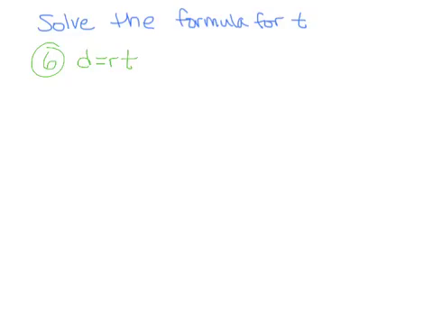So all you're going to do, you're trying to get this t by itself. The way that you're going to do that is by moving that r. Now that r is being multiplied by that t, you are going to move that over by dividing both sides by r. When you do that, you get d over r equals t, which you can rewrite as t equals d over r.